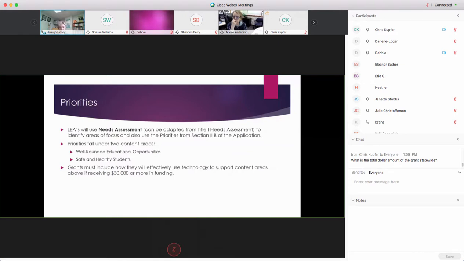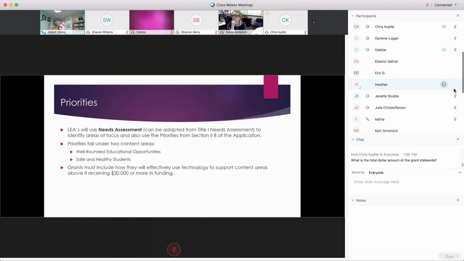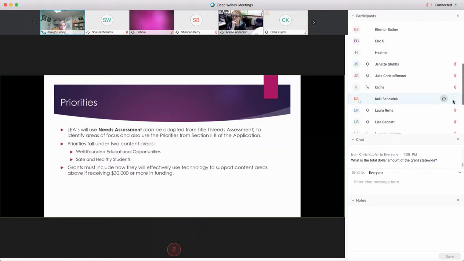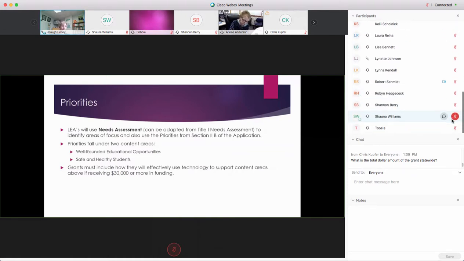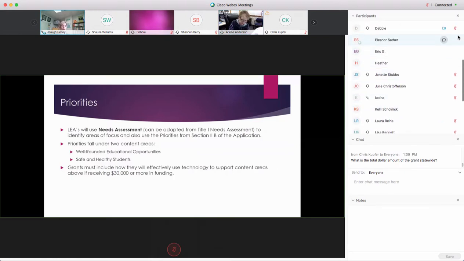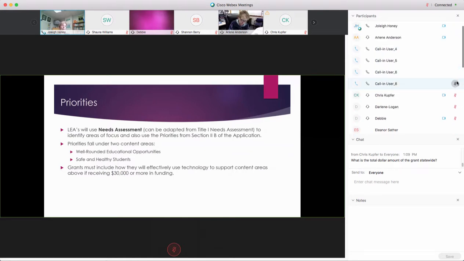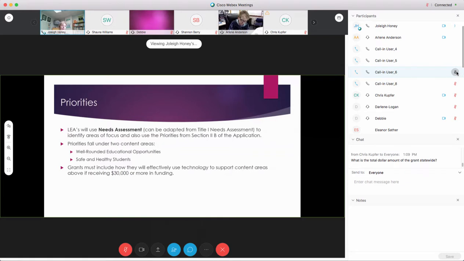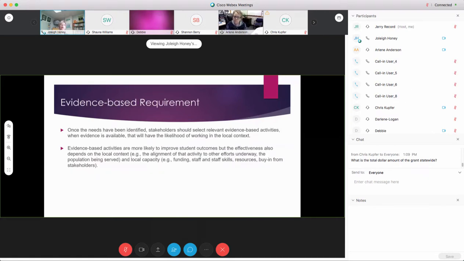But let me share this. It means that your grant should include effective use of technology, but when it comes to the budget, and this is in the instructions for the application, at most 20% of your grant can be for technology, and of that, 20% of those funds can be for the infrastructure. So at most, 4% of the grant can be for infrastructure, but up to 20% of the grant can be for effective use of technology. And by the way, that's true whether you're receiving more or less than $30,000 in funding.